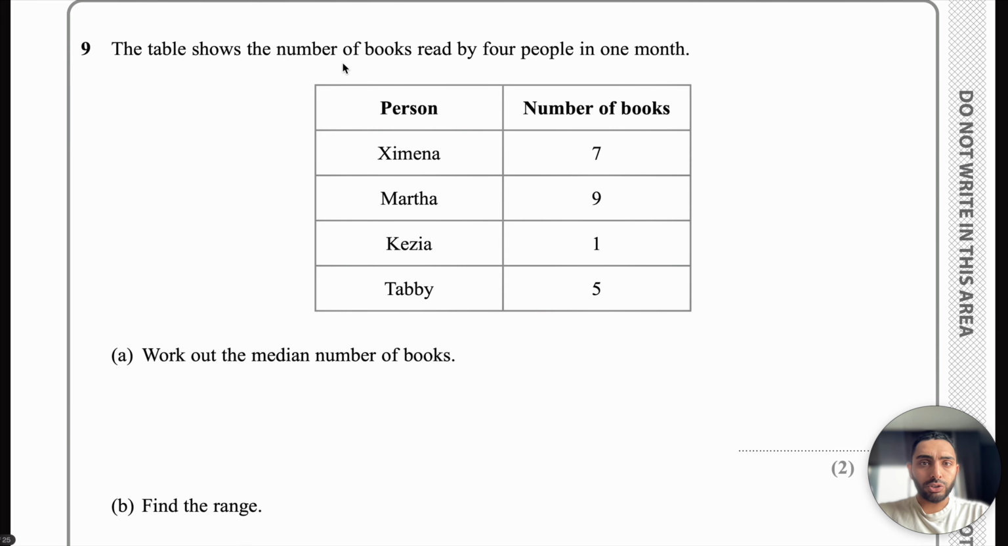Question 9. The table shows the number of books read by 4 people in 1 month. Work out the median number of books. So these people have read these amount of books. So we're going to write these amount of books in a list. We've got 7, 9, 1, 5.